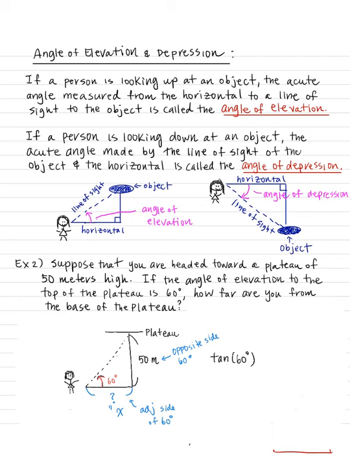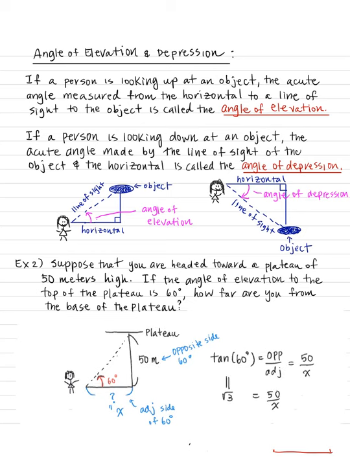Let me spell everything out. Because tangent is opposite over adjacent, this is given to be 50 over x. Tangent of 60 degrees is the same thing as tangent of pi over 3. So tangent of 60 degrees is square root of 3, which is going to be equal to 50 over x.